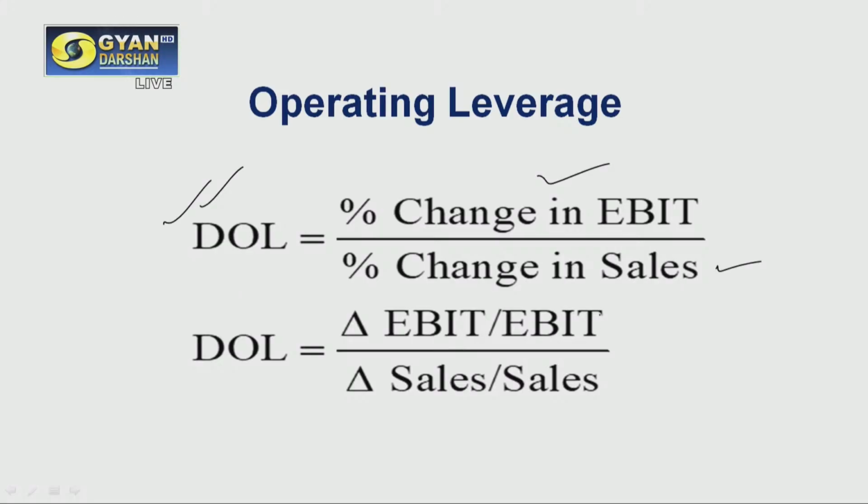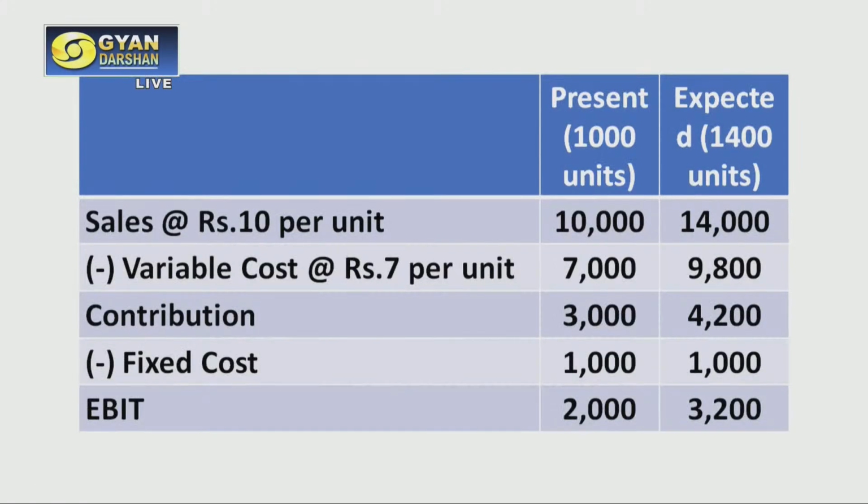The same thing can also be presented in this way, where change in EBIT has to be divided by EBIT in numerator, and change in sales to be divided by sales in denominator, and this is how we can calculate degree of operating leverage. Now let us understand this with the help of numbers.